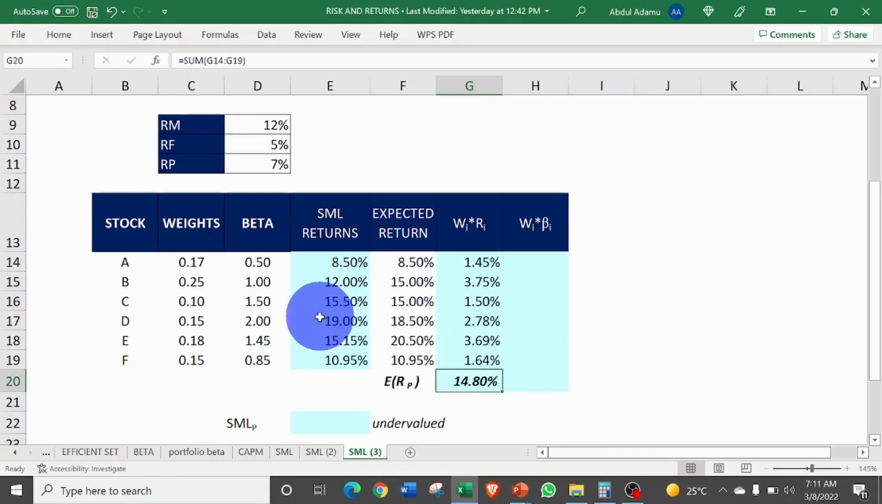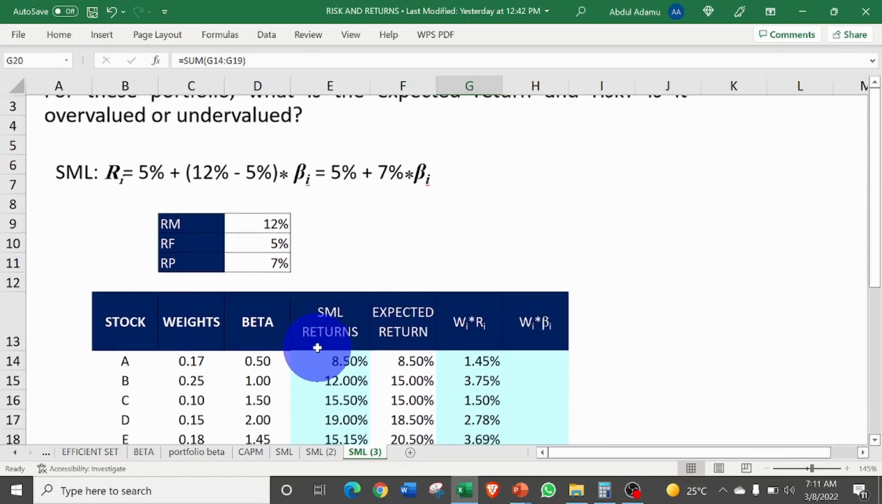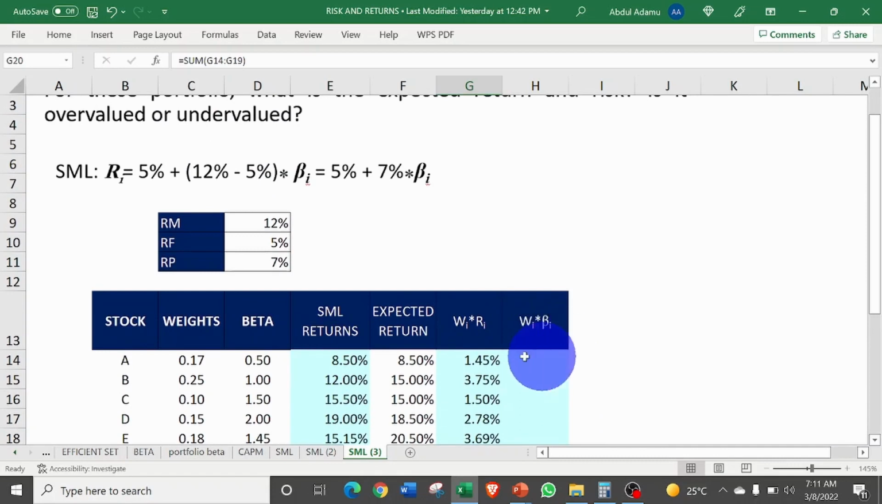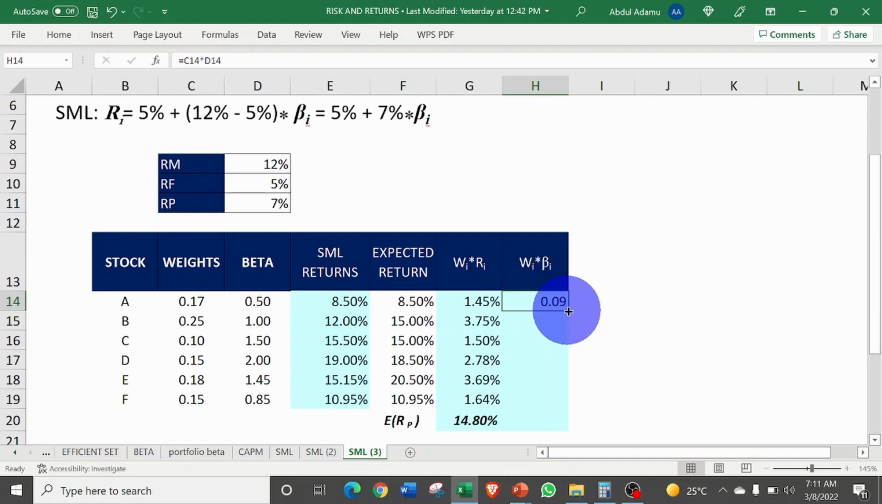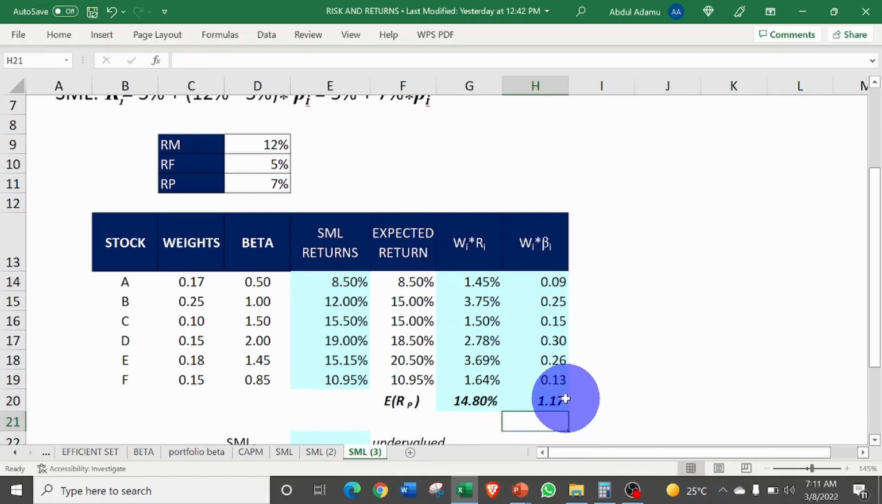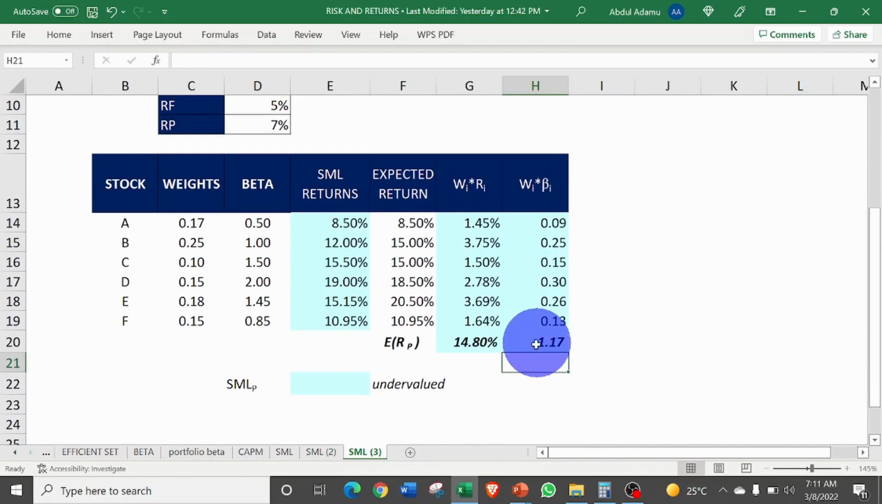Now to get the expected risk of a portfolio, we multiply the weight times the beta of the individual security. So we come here, this is equals to weight multiply by the beta, enter, so copy it down, that is the value, then we sum it, alt equal, enter, this is our beta of the portfolio. This is the beta of the portfolio.